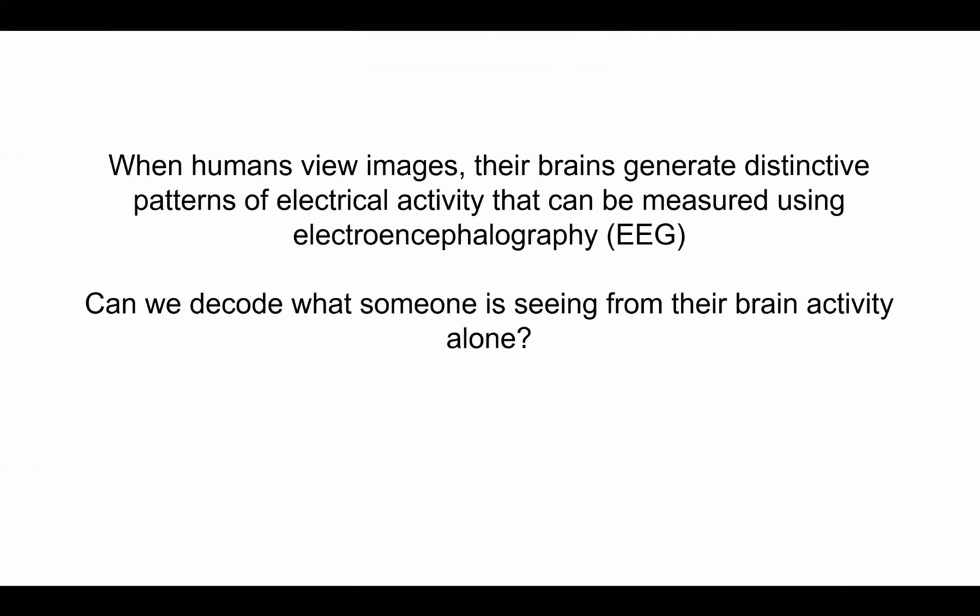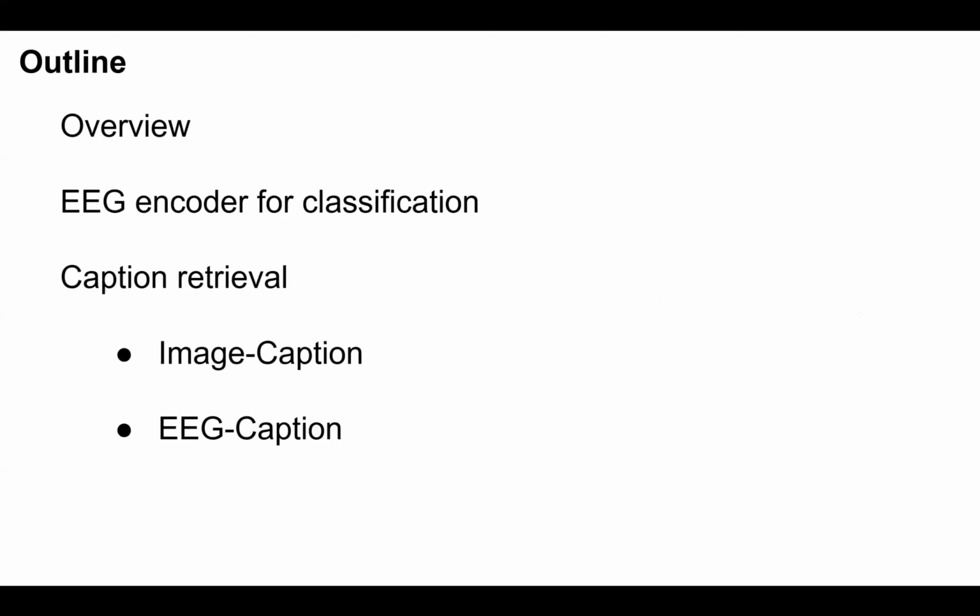So the main problem definition here: when you look at images, your brain generates some patterns of electrical activity that can be measured through EEG, electroencephalography. Can we decode what someone is seeing from their brain activity alone? This is a question that we are going to address here. So I will start with an overview about what EEG is and the data set that you will be using.